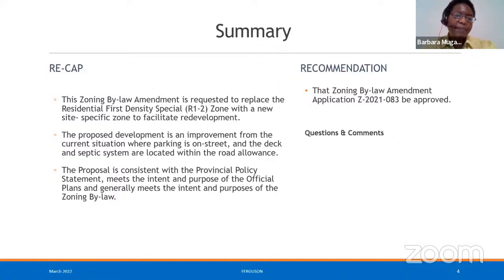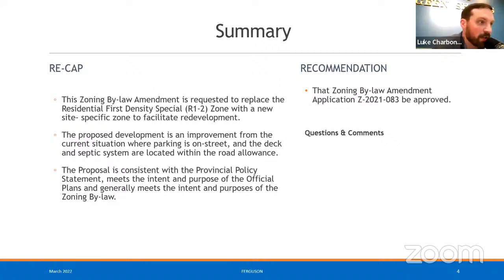This proposal is consistent with the provincial policy statement. It generally meets the intent and purpose of the official plan, and it generally also meets the intent of the zoning bylaw. The recommendation is approval of this application. That concludes my presentation. Thank you.